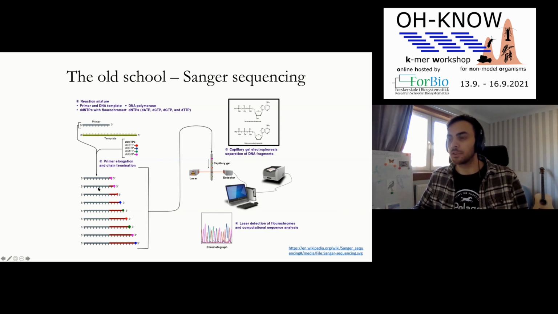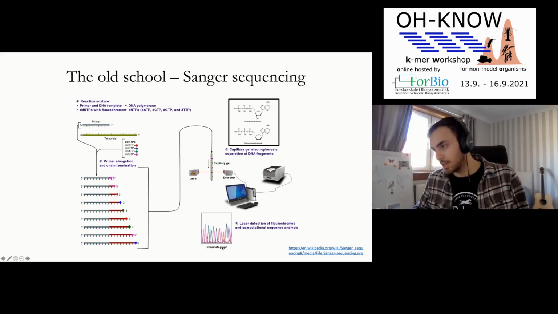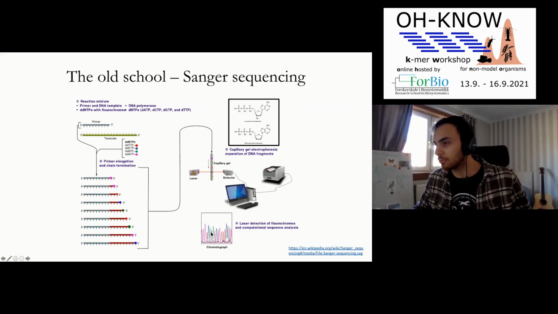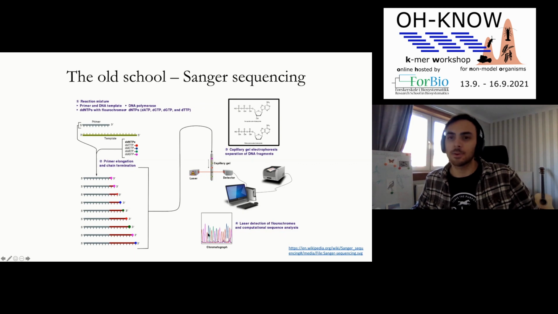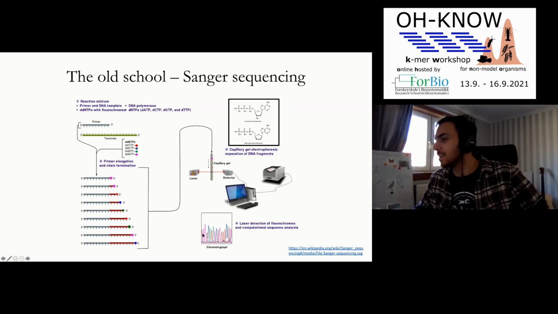you attach these different colored nucleotides, which go on here, and then you run them through this capillary gel, which pulls your DNA strand through, and a laser measures the fluorescence that comes off these different labeled nucleotides. So you end up with a graph like this. If you've worked with Sanger data, you'll know the pain of working with these. This is a very nice one, and they often didn't look this nice.